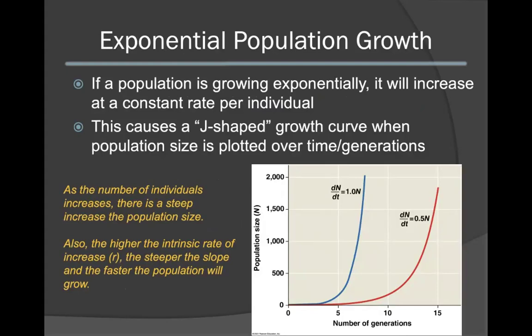Exponential growth curves are typically present in many bacterial populations. As the number of individuals increases, there is a steep increase in the population size, thus giving the J-shaped curve. Also note that the higher the intrinsic rate of increase, or r value, the steeper the slope. Note the difference between the slope of the line when r is equal to 1, which is depicted in blue in the diagram to the right, versus when r is 0.5, which is depicted in red. The steeper the slope, the faster the population will grow, as evident in the blue curve.